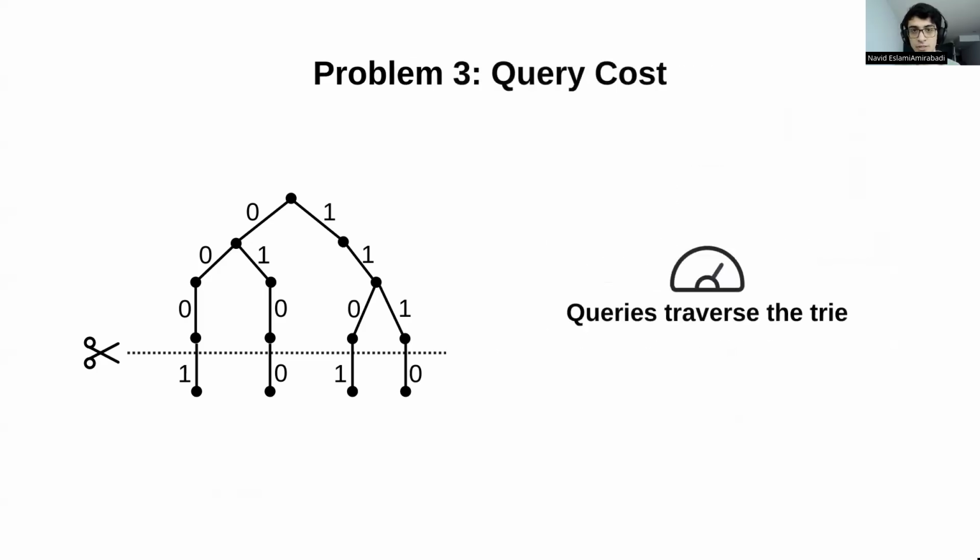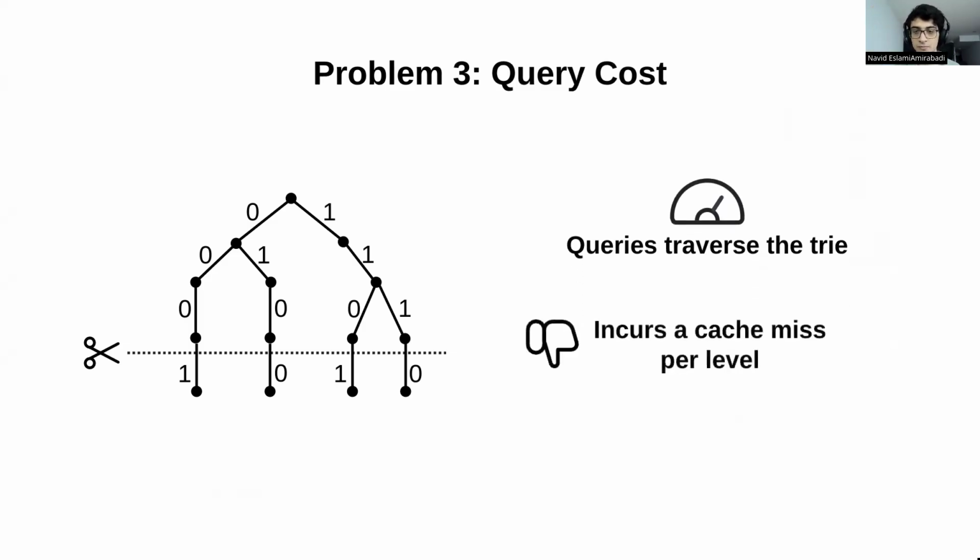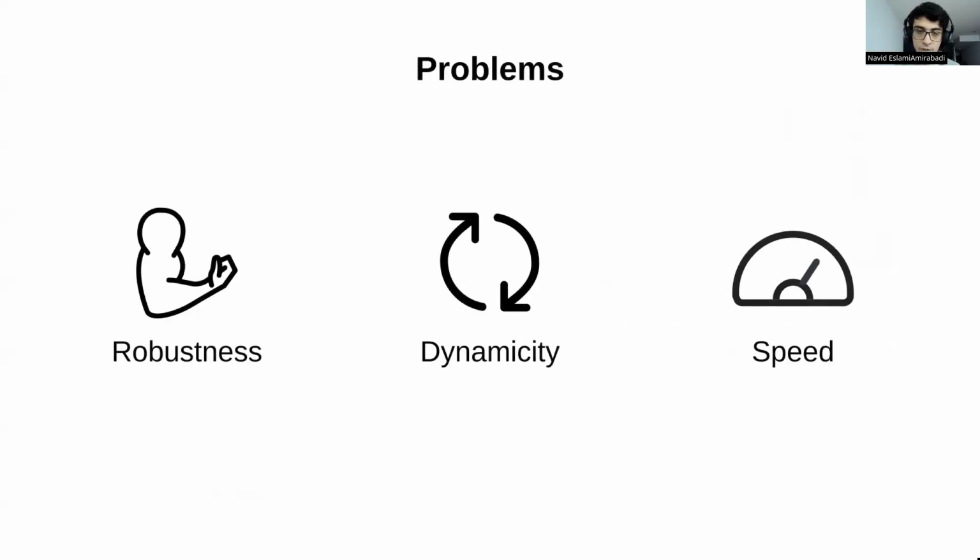The third problem is that of query cost. Because SuRF is a trie, queries have to traverse this trie, meaning that they have to incur a cache miss for every single level in the trie, which is quite slow. Okay, so to recap, we have 3 key problems here. The problem of false positive rate robustness, dynamicity, and query speed.